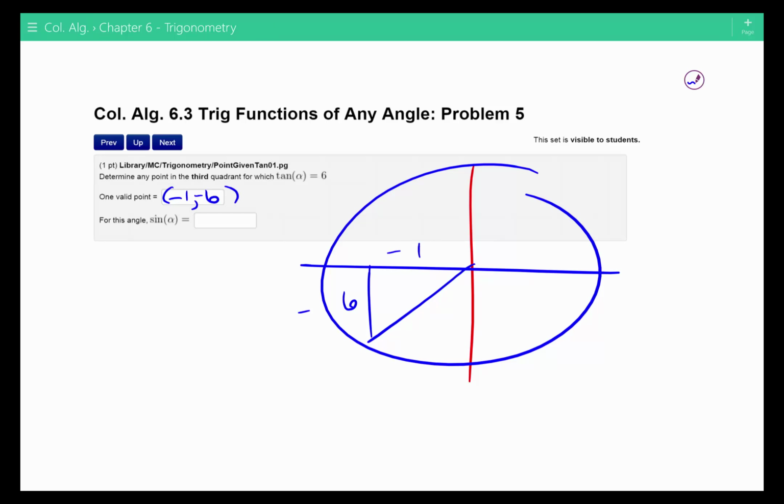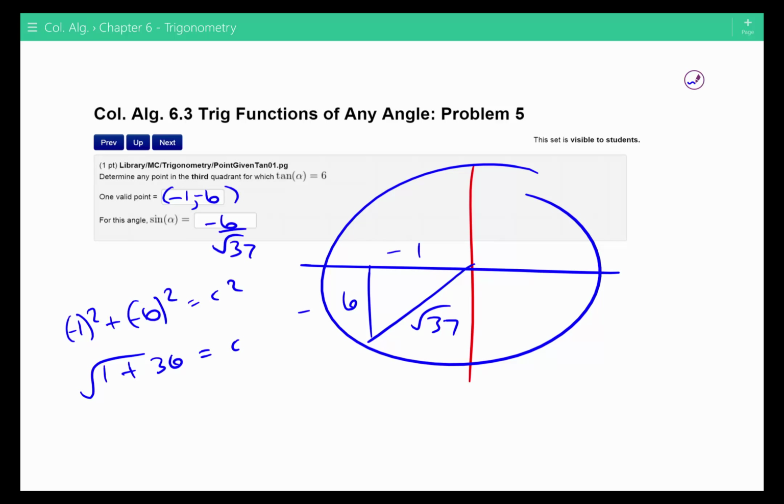Now for the next part, it wants me to find the sine of this angle. So I'm going to have to use the Pythagorean theorem to find the hypotenuse. That's 1 squared, or -1 squared if you prefer, plus -6 squared equals c squared, which gives you 1 plus 36 square rooted, which is the square root of 37 for the hypotenuse. So that makes sine opposite over hypotenuse, so sine would be -6 over the square root of 37.